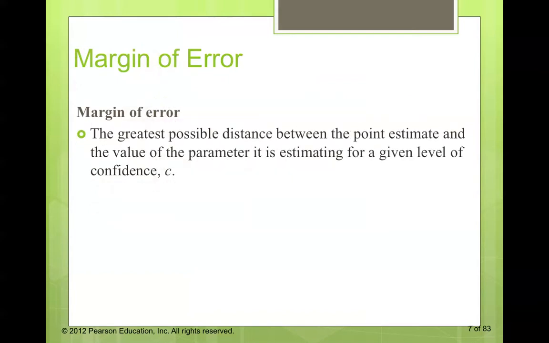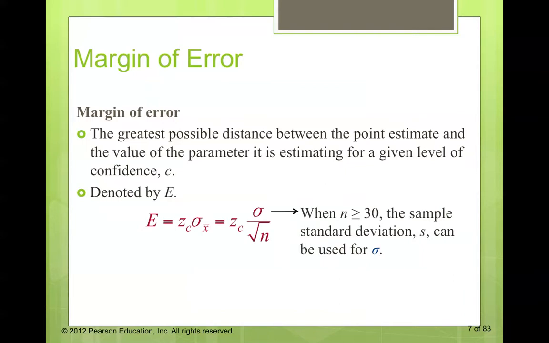Margin of error is the greatest possible distance between the point estimate and the value of the parameter. It is estimated for a given level of confidence C. The margin of error is denoted by E equals the z-score times sigma with respect to x bar, or you could write it as the z-score times sigma divided by the square root of n. Either way is fine. These are for when n is greater than or equal to 30. And this is our error.